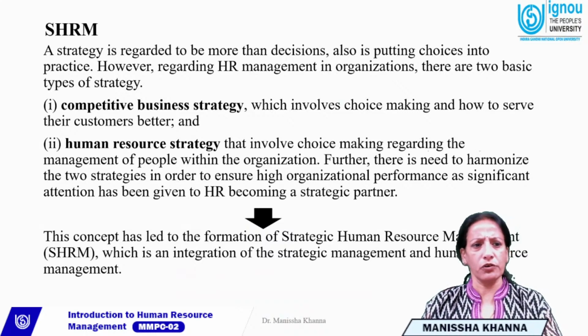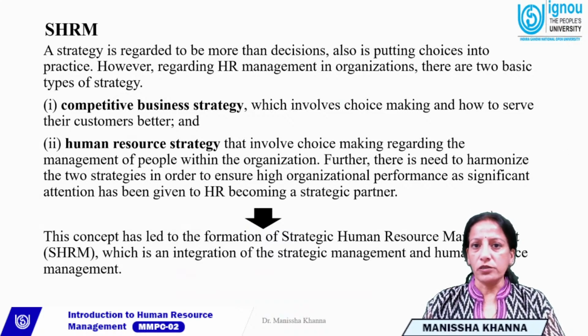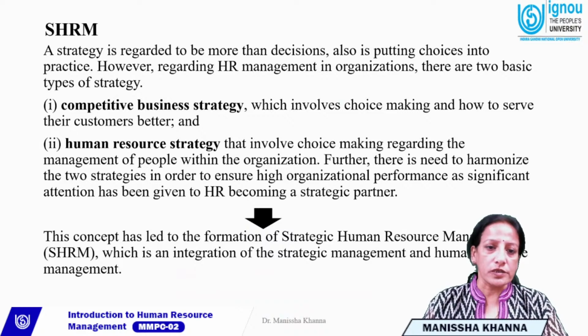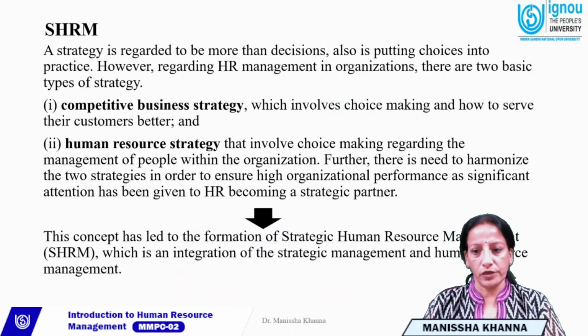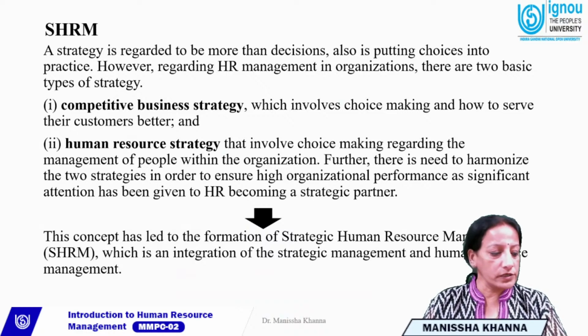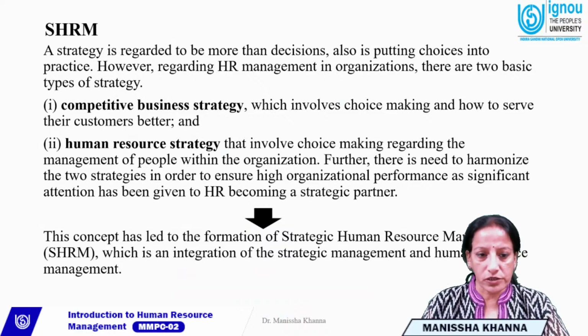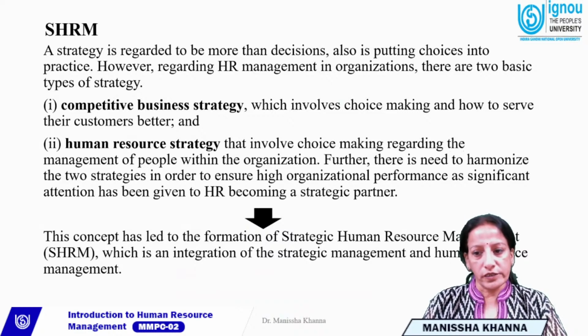The HR management in an organization works on two basic strategies. One is competitive business strategy, and the second one is human resource strategy. Competitive strategy involves choice making on how to serve customers better, and the human resource strategy involves choice making regarding the management of people within an organization. There is a need to harmonize the two strategies in order to ensure organizational performance, as significant attention has been given to HR becoming a strategic partner.